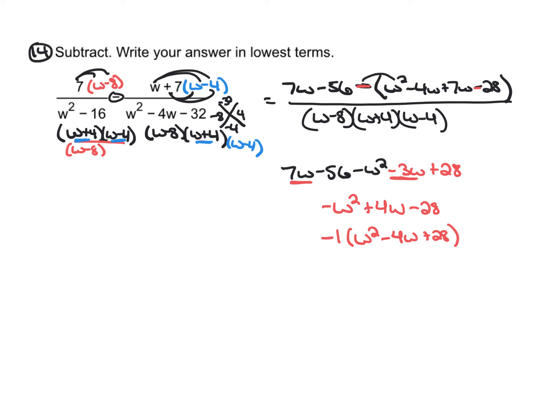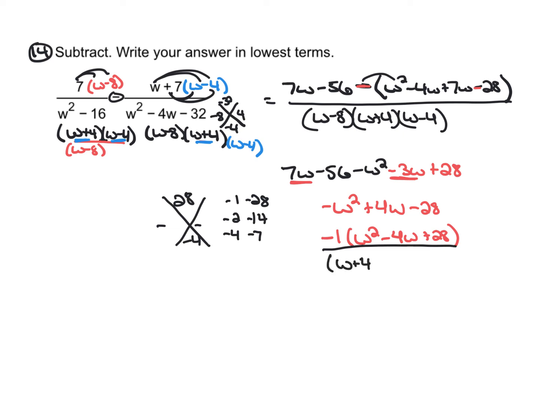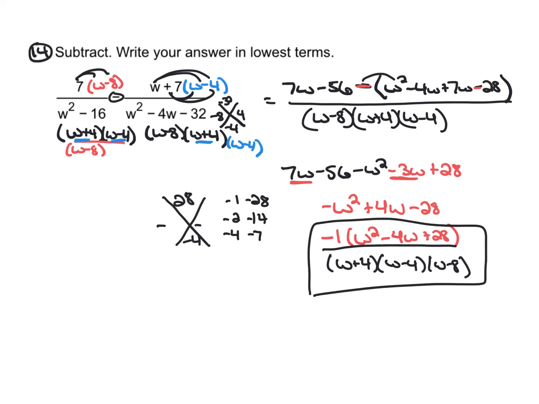Now I just have to see if that can be factored. So I need two things that multiply to 28 and add to negative 4. They would both have to be negative. My choices are 1 and 28, 2 and 14, or 4 and 7. And none of those together make it just a negative 4. So this is as factored as it goes. And my bottom is w plus 4, w minus 4, w minus 8. It doesn't matter what order those three go in. So this is my full answer.